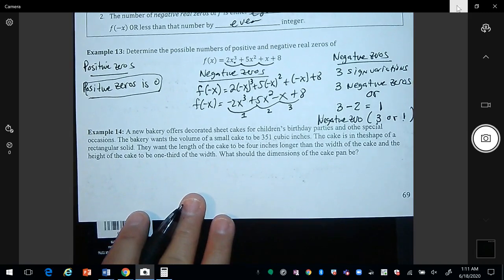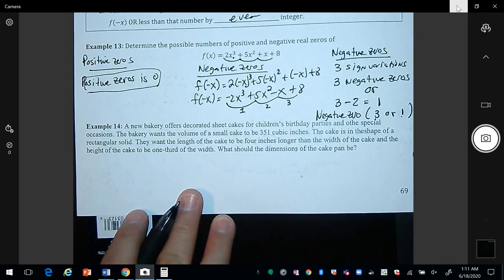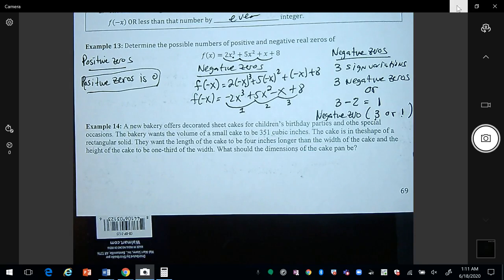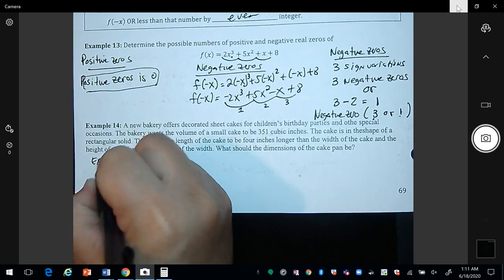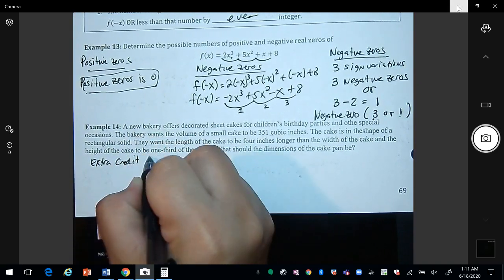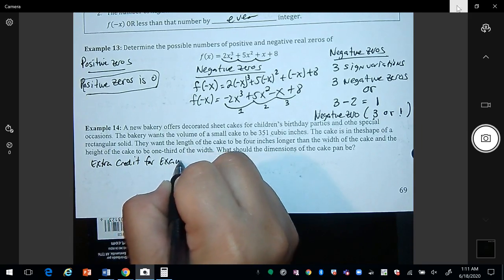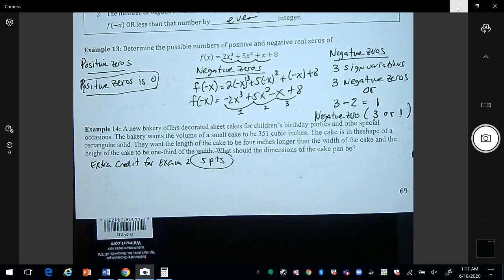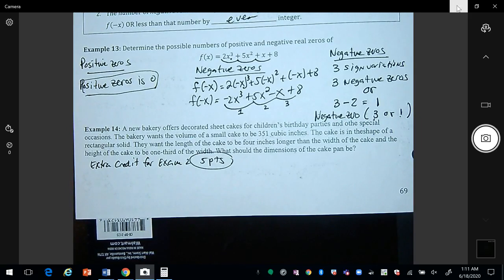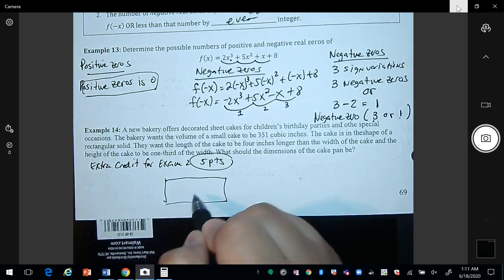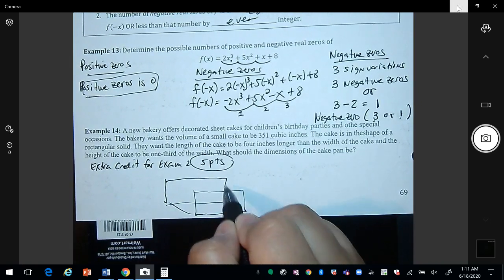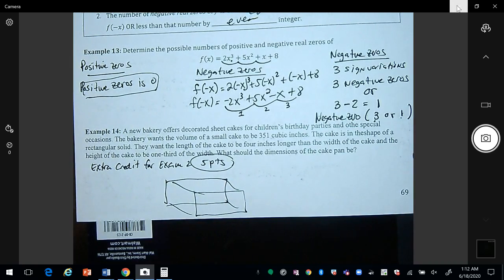Okay, example 14. A new bakery offers decorated sheet cake. So I'm going to make this an extra credit problem for exam 2, 5 points. Okay, and I'm going to go ahead and get it started for you, but basically you have a pan here that looks something like this. It's a rectangular solid, and the length of the cake is to be 4 inches longer than the width, and the height of the cake is to be 1/3 of the width.